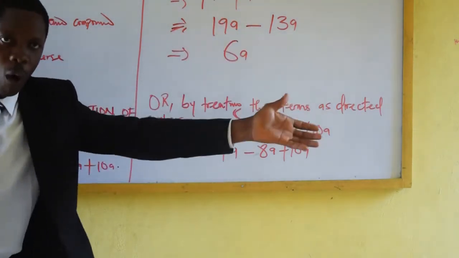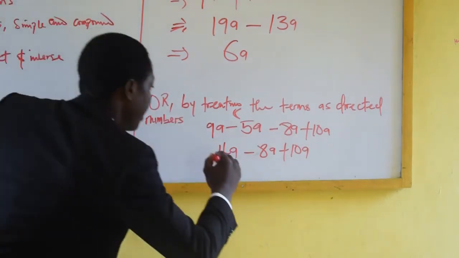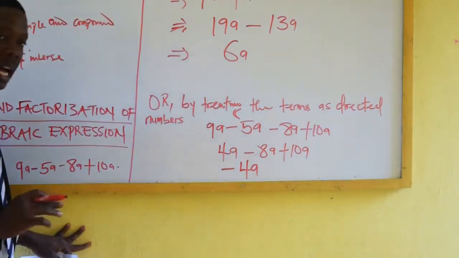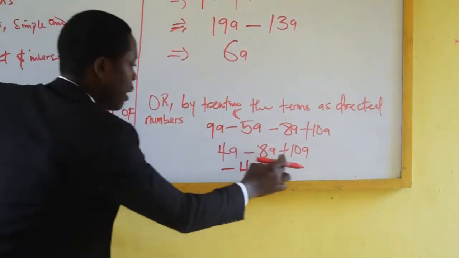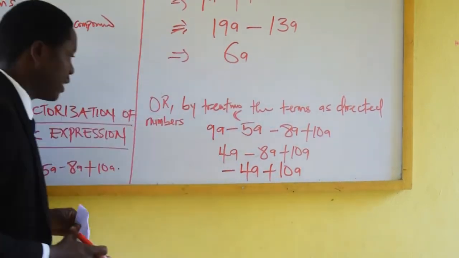When you pay out the 4, you are still left with the debt of extra 4. So this one will carry a negative sign of 4a. Is that clear? Very good. Then plus your 10a.